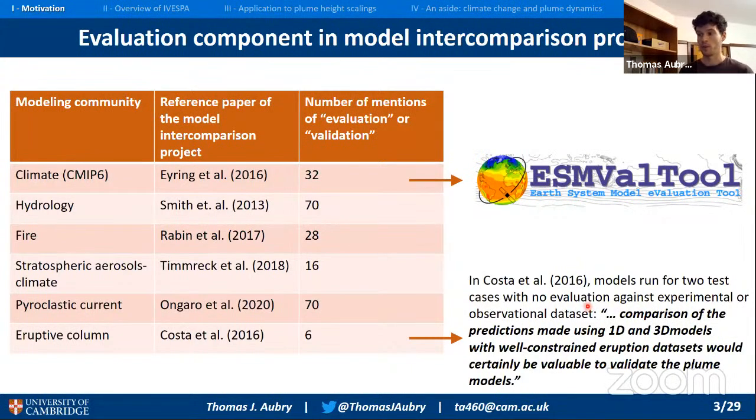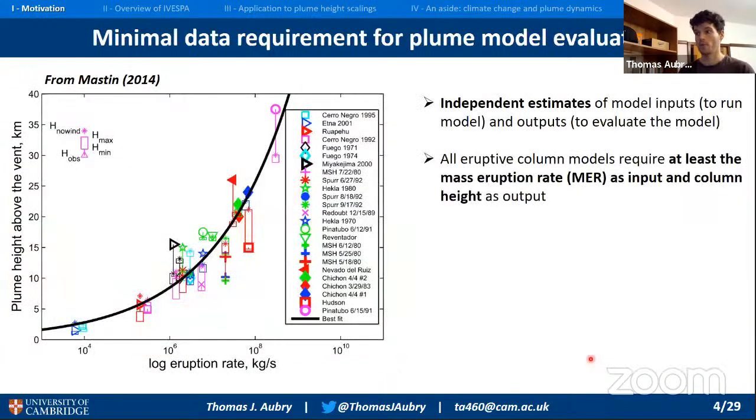And actually, that's not me saying it, it was directly mentioned in this intercomparison study. And so that's really what motivates the IVESPA project now: to answer that need. And so what sort of data do you need to evaluate a volcanic plume model? This is a figure from a paper by Larry Mastin in 2014. It's showing how the plume height above the vent depends on the mass eruption rate on a log scale. In this figure, all the different symbols correspond to different eruptions.